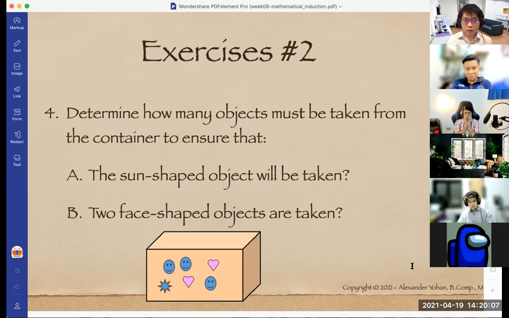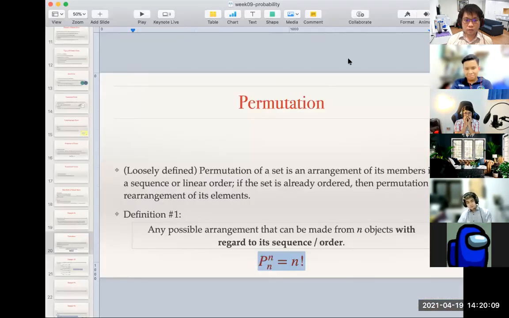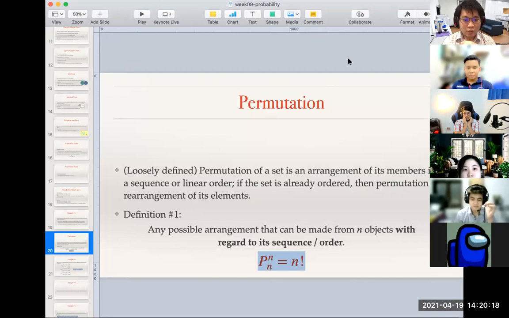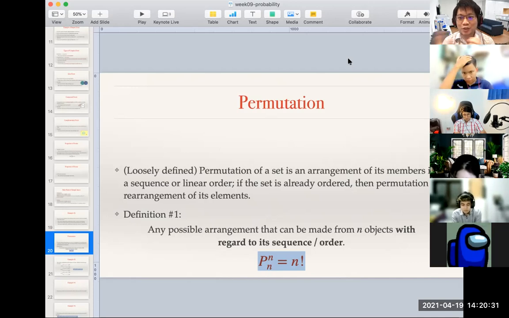Let me go back to this again. Basically I understand how the students feel. Probably most of the students will be very bored to remember the formal definition or the loose definition of permutation. So usually the students will just prefer to remember the formula to solve permutation problems.